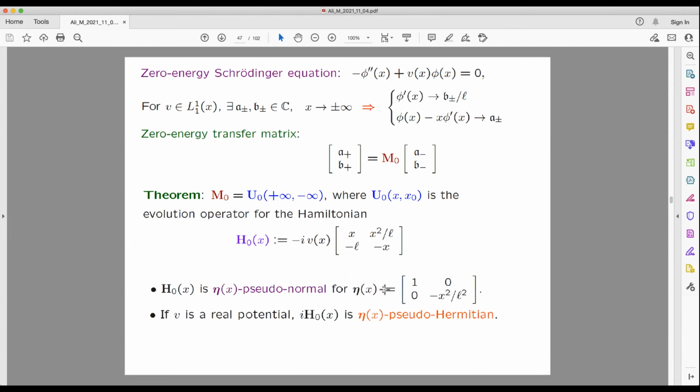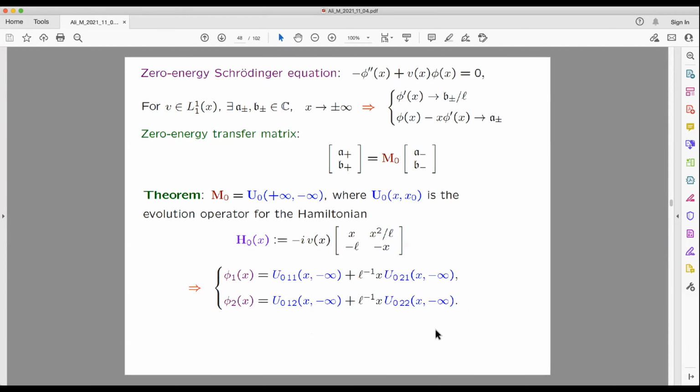For potentials which are real, this is actually pseudo-Hermitian with this x-dependent, in this case time-dependent, metric. And it's pseudo-normal with this metric. And if it's real, then i times H0 is pseudo-Hermitian.